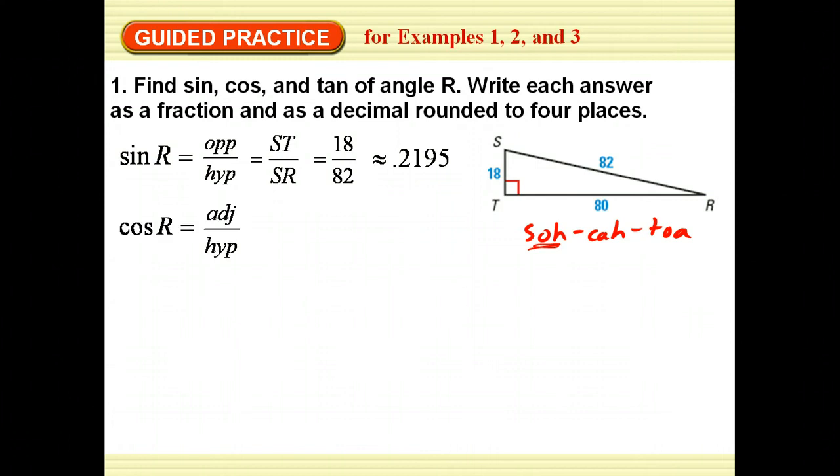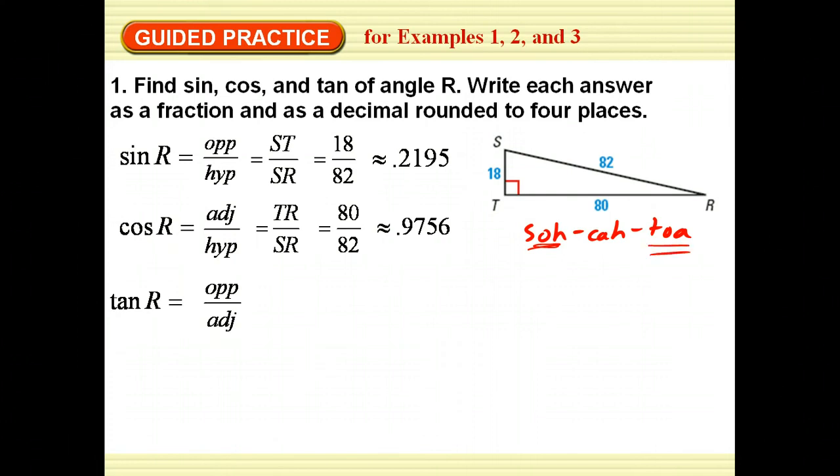The cosine is adjacent over hypotenuse. The adjacent is TR. The hypotenuse, again, is SR, so that's 80 over 82, or about 0.9756. Then last, the tangent, as we said, is the opposite over the adjacent, Toa. Tangent is opposite over adjacent. And so the opposite is ST, and the adjacent is RT, so that is 18 over 80, which reduces to 0.2250.